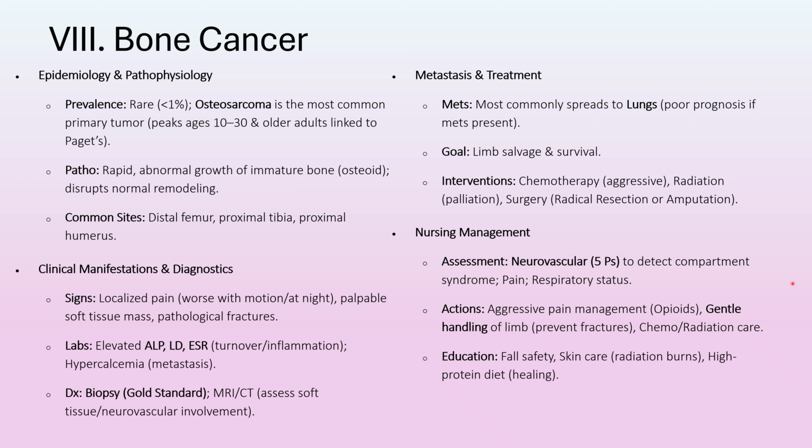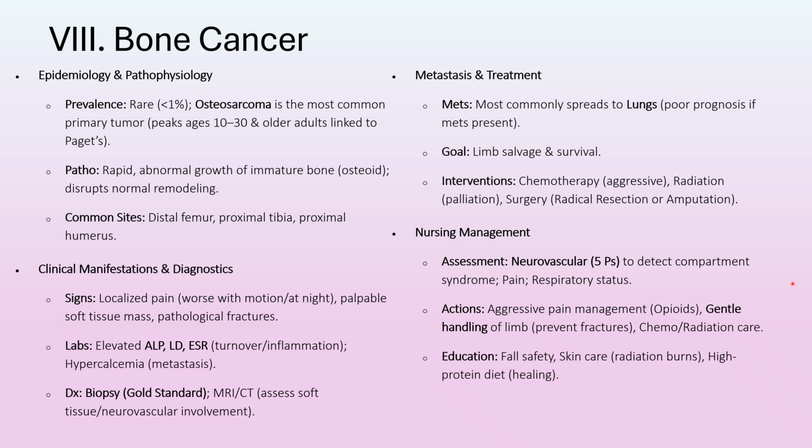Nursing action, pain management: administer aggressive analgesics, NSAIDs with opioids. Safety: handle the affected limb gently to prevent pathological fracture. Support joints above and below. Keep that in mind. But this will be more in the next chapter about amputation care.